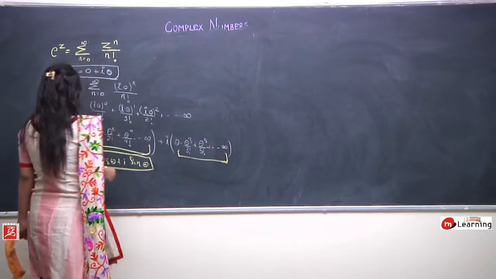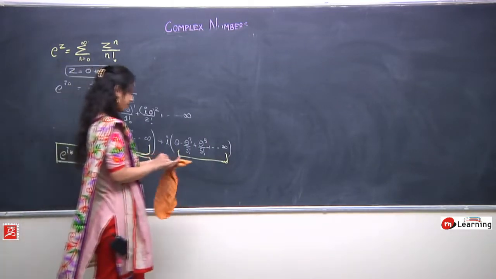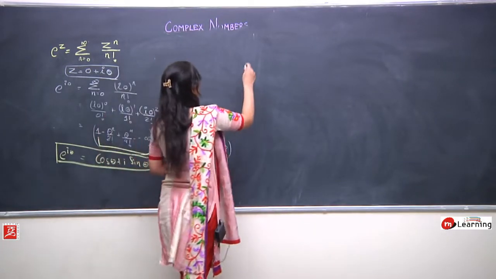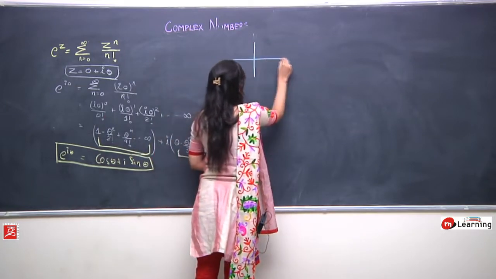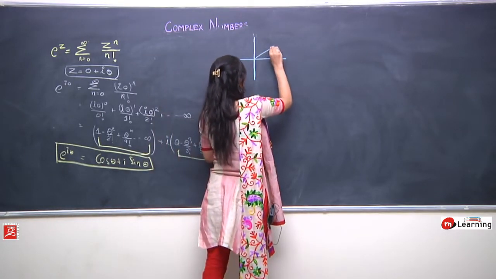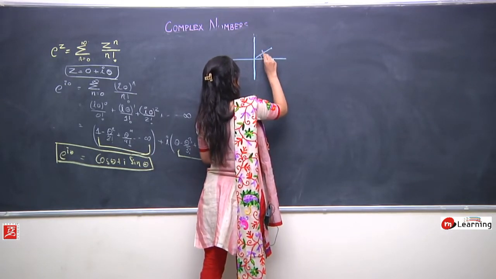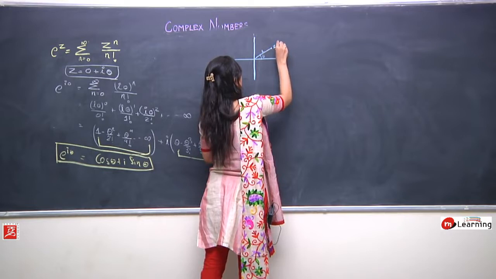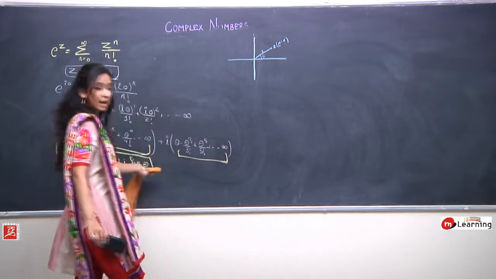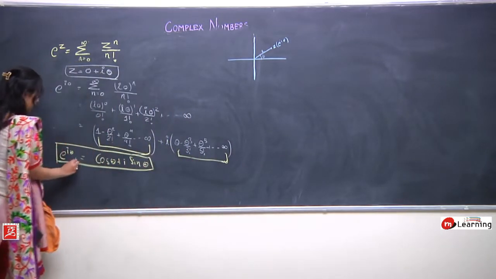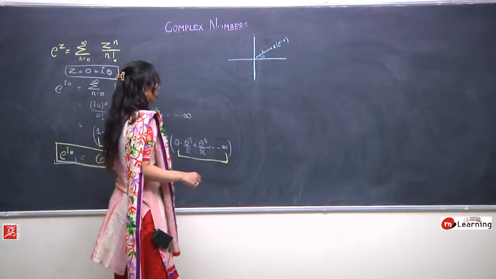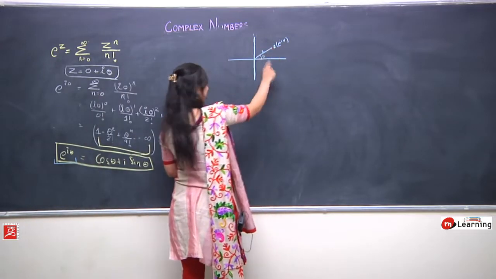Now, let us try to represent this term cos theta plus iota sin theta on the Argand plane. We already know that cos theta plus iota sin theta on the Argand plane can always be represented by a complex number whose modulus is 1 and whose argument is theta. So, this is my complex number z representing cos theta plus iota sin theta, which is nothing but e to the power iota theta. So, I can say that e to the power iota theta on the Argand plane represents a complex number of modulus 1 and argument theta.